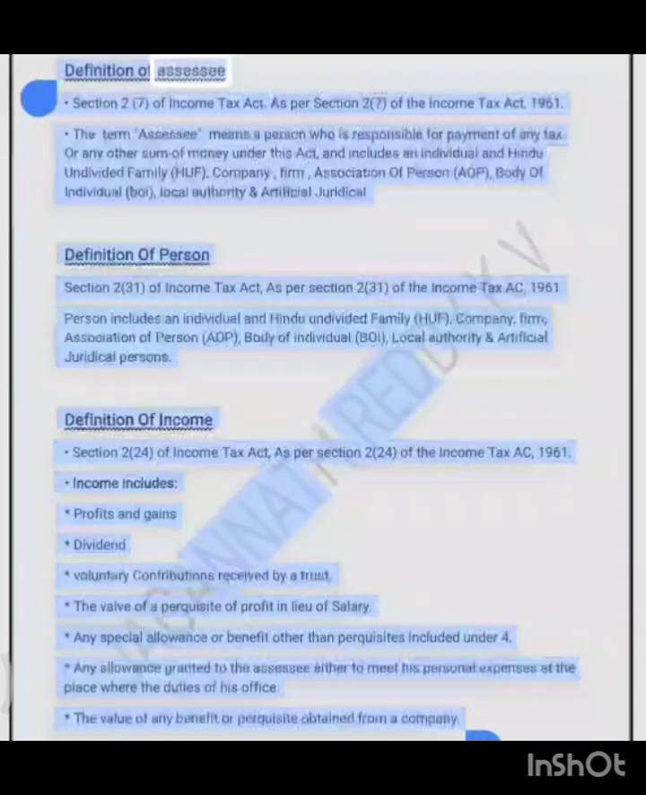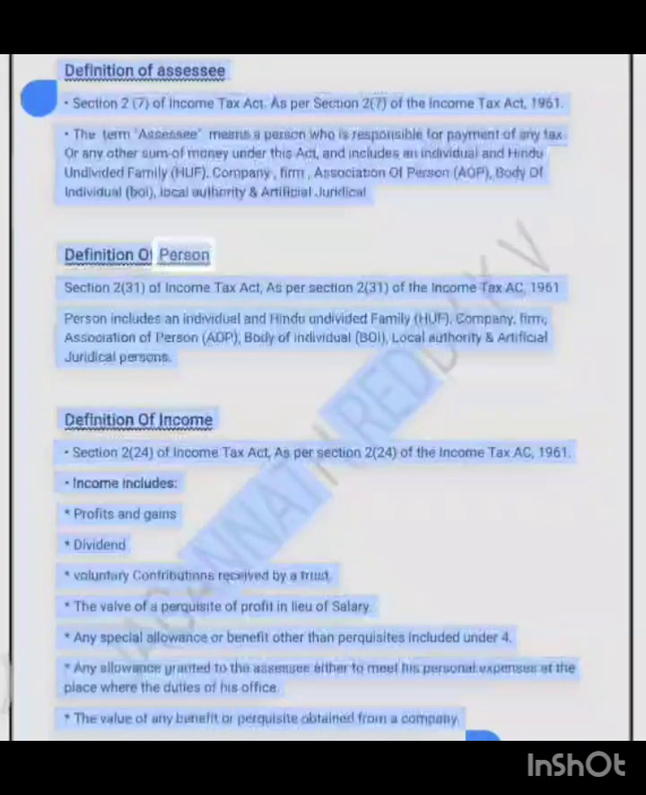Definition of assessee. Section 2(7) of the Income Tax Act, 1961. The term assessee means a person who is responsible for payment of any tax or any other sum of money under this Act, and includes an individual, Hindu undivided family (HUF), company, firm, association of persons (AOP), body of individuals (BOI), local authority and artificial juridical person.